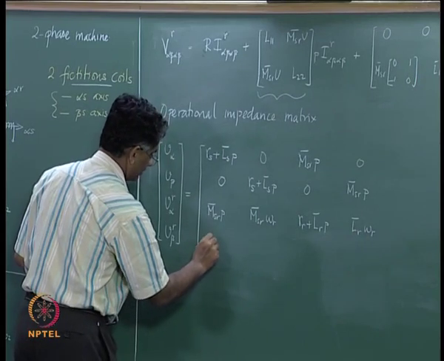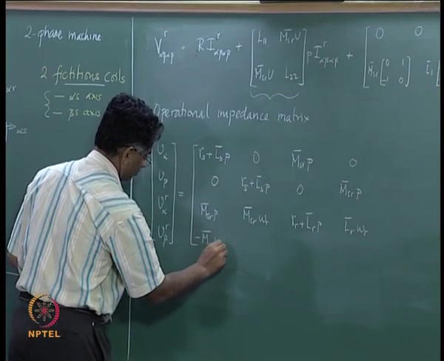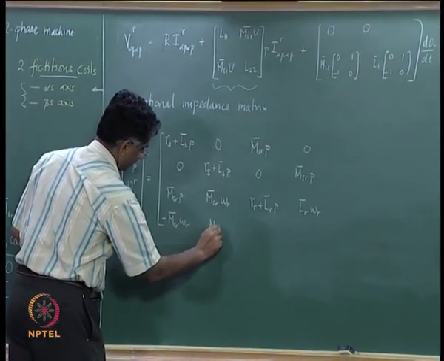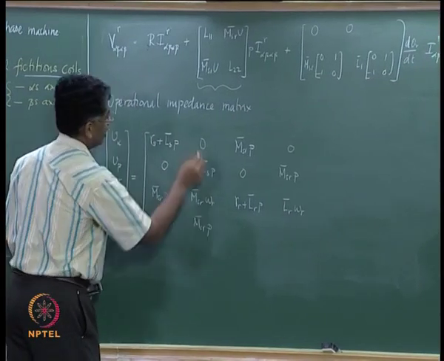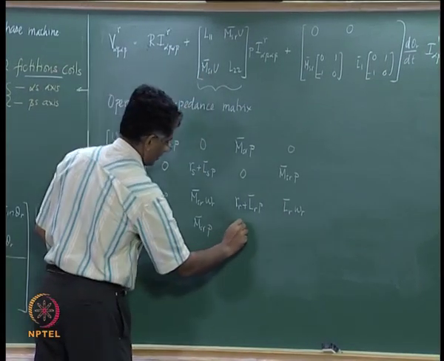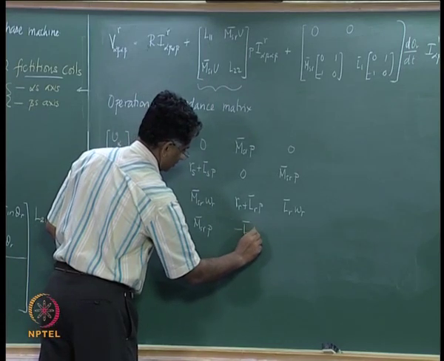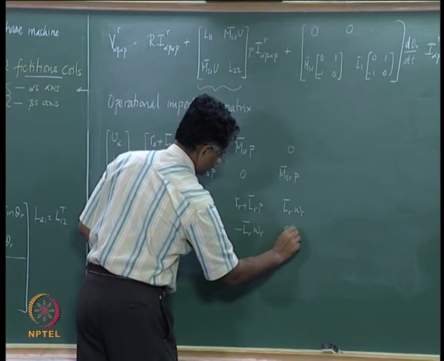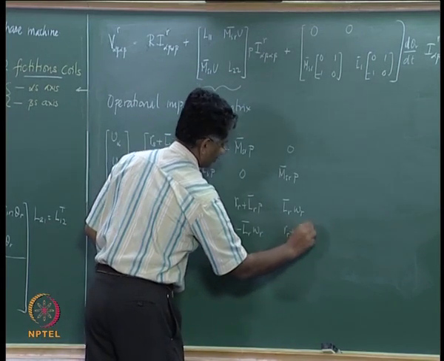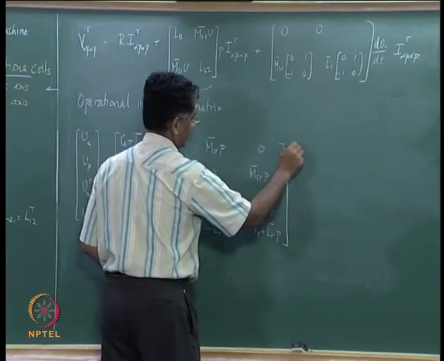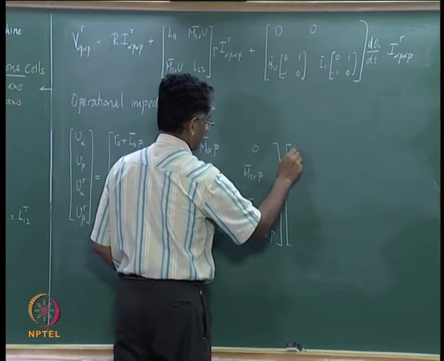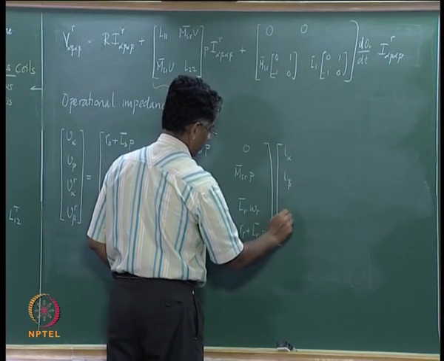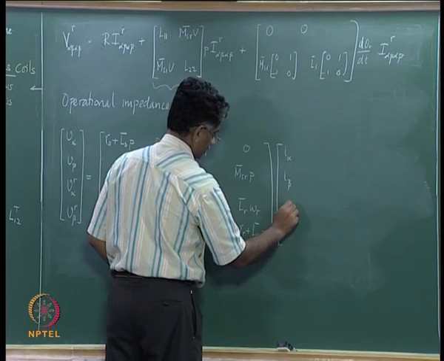and here you have minus MSR bar into omega r coming from this term, and then you have MSR bar multiplied by P coming from this term, and then you have minus Lr bar multiplied by omega r coming from here, and then the last term here is Rr plus Lr bar multiplied by P. So, this is then the operational impedance form of the electrical equations.